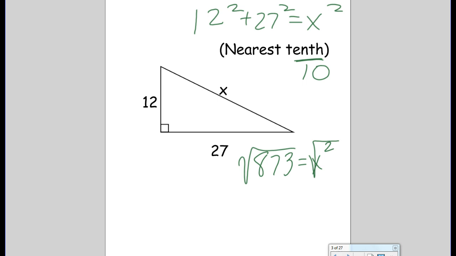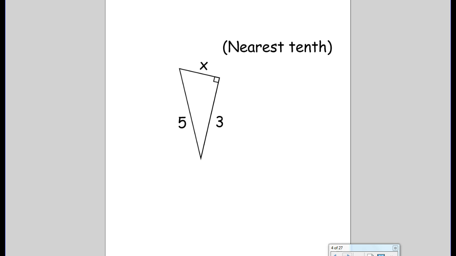You take the square root of 873, and you get 29.54657, and so on. We're rounding to 1 decimal place. So you ask your neighbor, hey, 4, do I bump up or do I stay the same? And the 4 says, stay the same. 4s don't bump numbers up. So the final answer was 29.5. Okay, try this one, please.